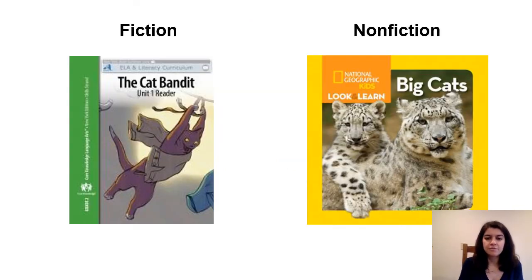On this slide, we see two different book covers. The first one is one that you should recognize from back at the beginning of the school year. We've got a picture of the Cat Bandit from Unit 1. Then on the right side, we've got a book cover of a story called Big Cats. The Cat Bandit is an example of a fictional story, and then Big Cats is an example of a nonfiction story. We're going to look at these two stories and think about how they're different and what makes fiction and nonfiction texts different.